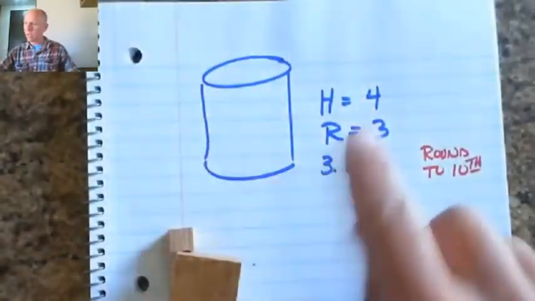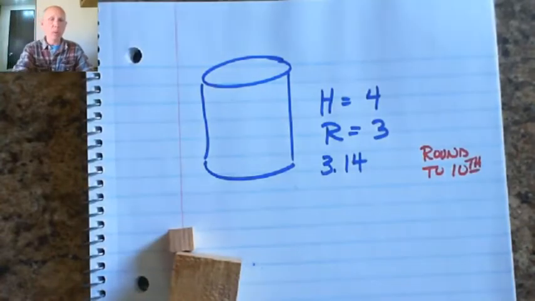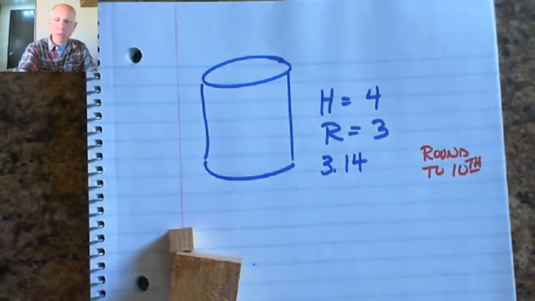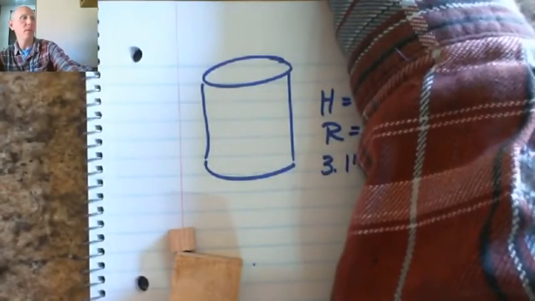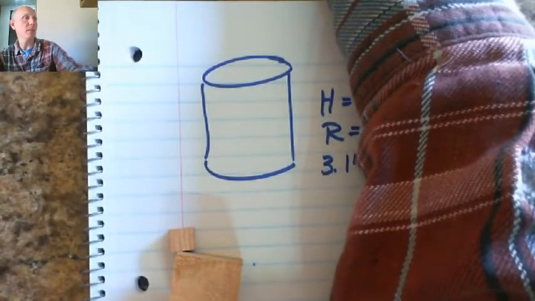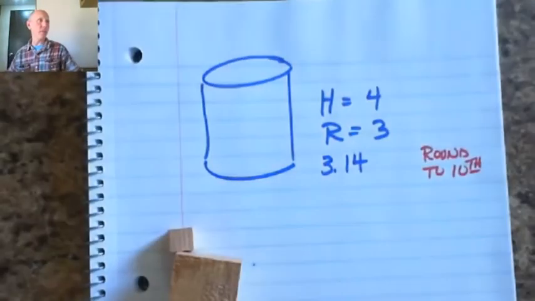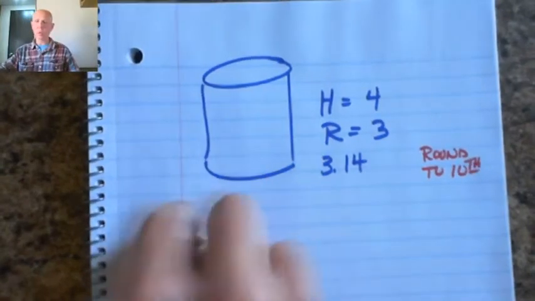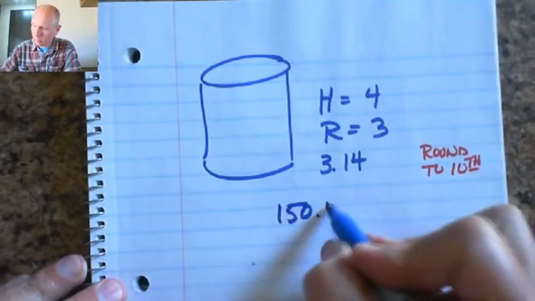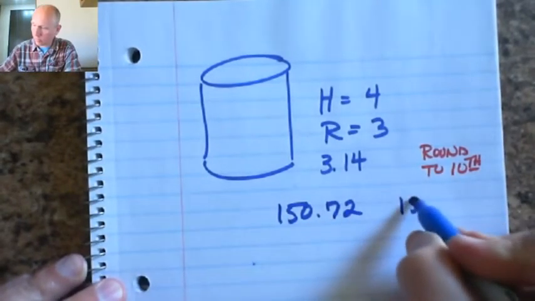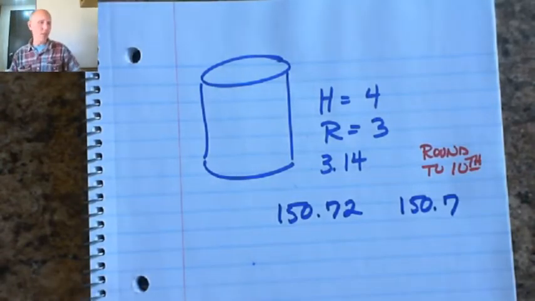Alright, so what do we have? 4 times 4 times 3 times 3. No, yeah. 4 times 4 times 3 times 3.14. I'm getting 150.72, which would round to 150.7.